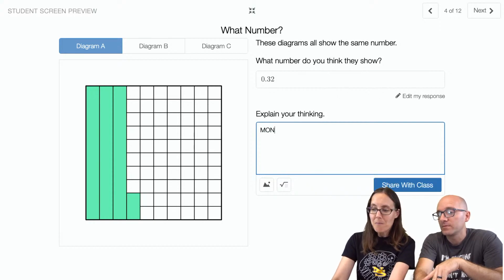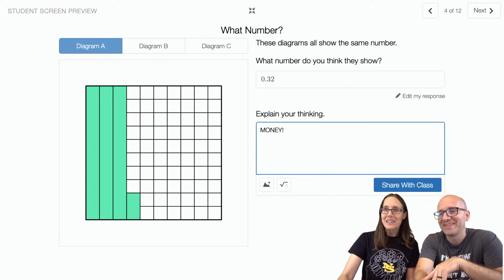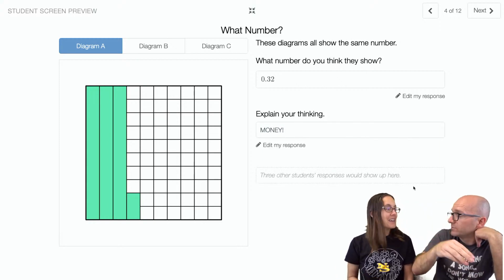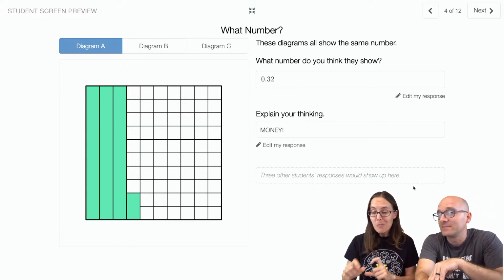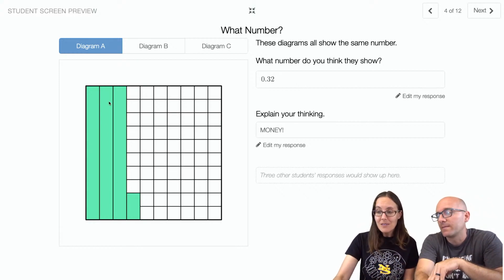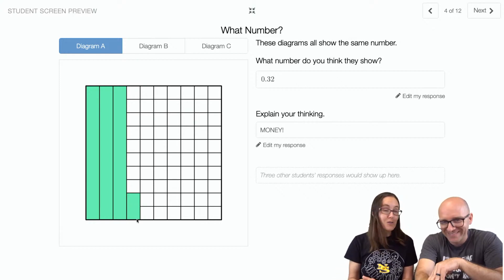I'm just going to write money because the money example really helps. Because you were thinking of those columns as dimes? Yes, so I was thinking how many dimes do I have and how many pennies do I have, because the dimes are my tenths and the pennies are the hundredths.